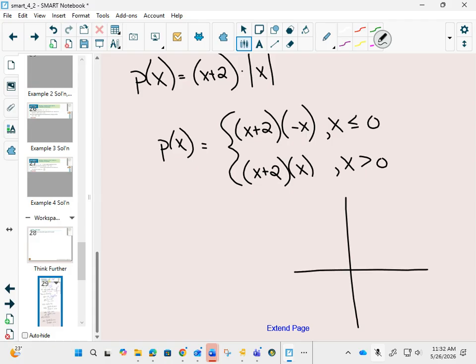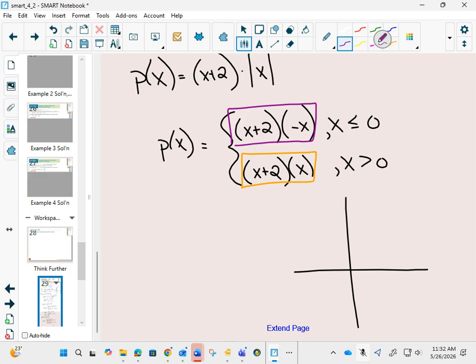And I'm going to color code again here. I'm going to do this part in purple and this part in orange. I'm going to start graphing that purple one completely. Do you see that that's a parabola? In fact, if you multiplied it out, I could say that it is negative x squared minus 2x, if I distributed, equals y. That's a parabola. It's a parabola that opens down.